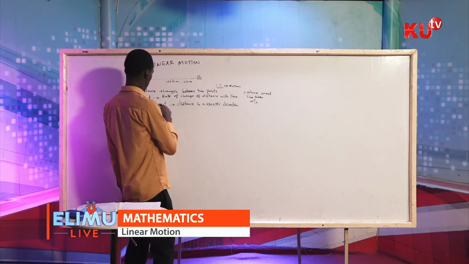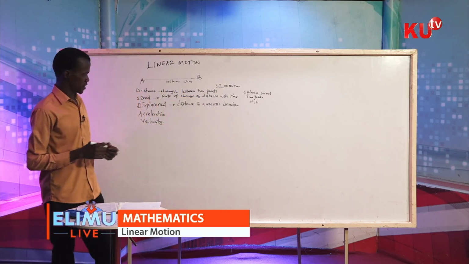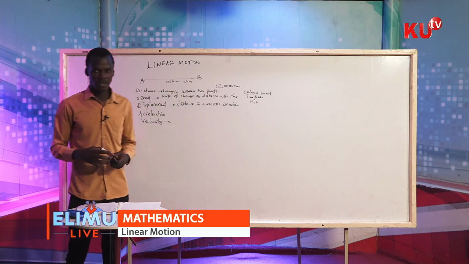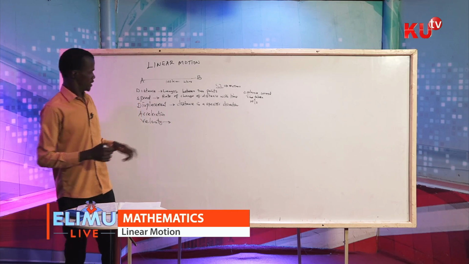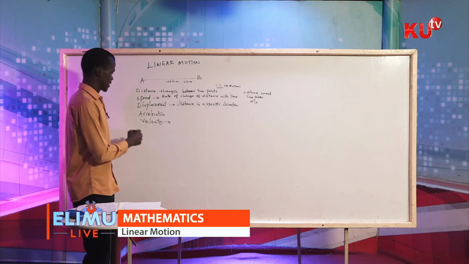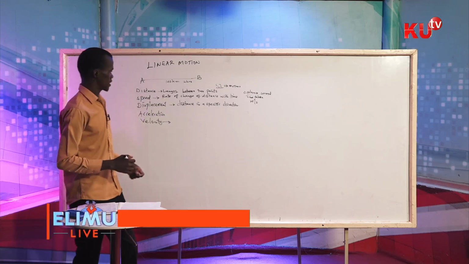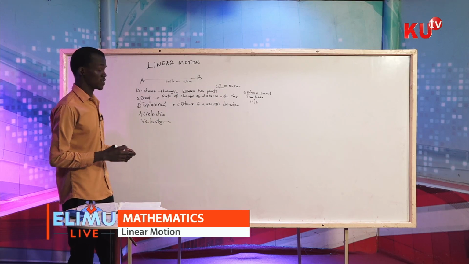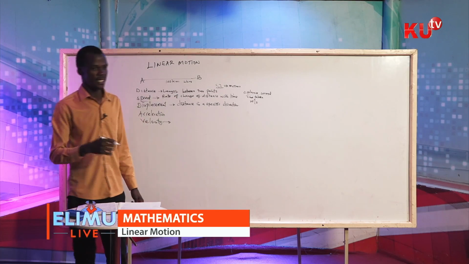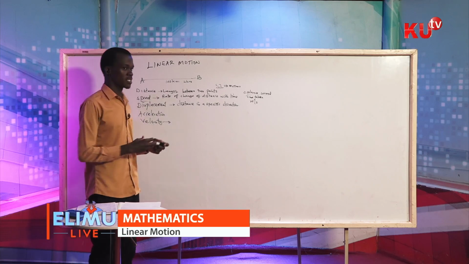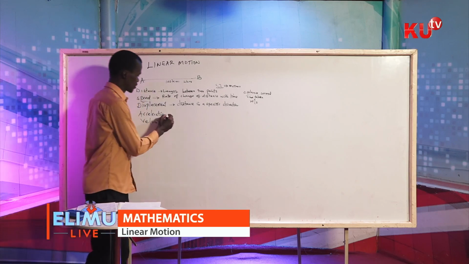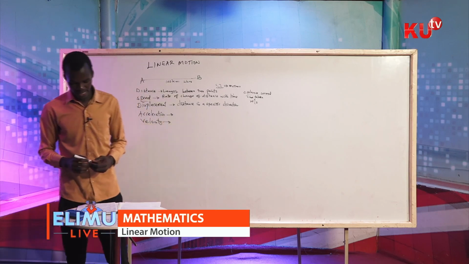And displacement is just the distance in a specific direction. Now we want to look at velocity. The definition of velocity and speed is the same. The only difference is that velocity measures the rate of change in distance with time, but in a specific direction. For speed, it can be measured in any direction, but velocity is in a specific direction. The next one that we want to look at is acceleration.